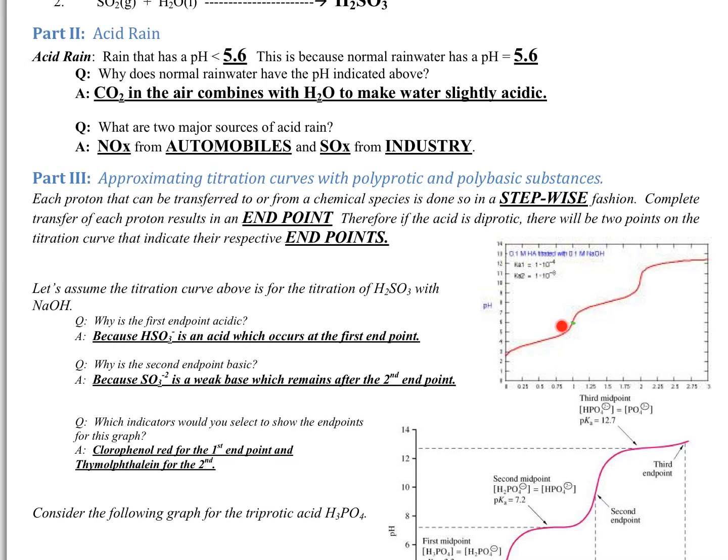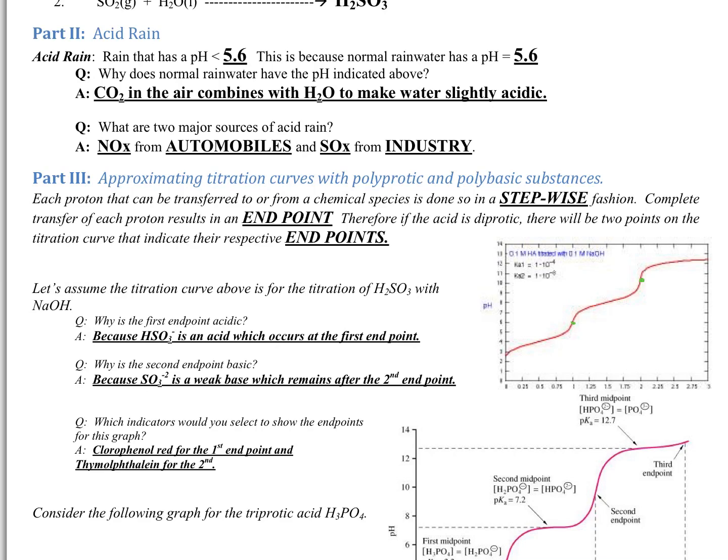Now this continues to change as it's titrated with a base. Notice the pH is going up. And eventually we hit a second equivalence point where we have lost the second hydrogen. And in this case, the pH is in the basic area because SO3 2- is a weak base. So at this point, the solution has SO3 2- left over and is therefore basic.